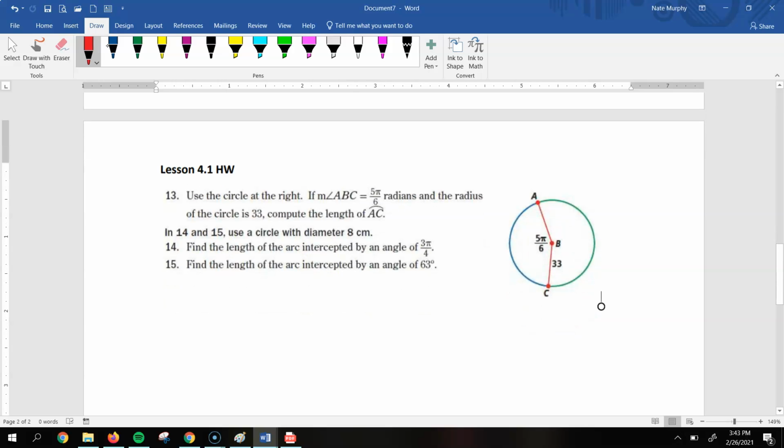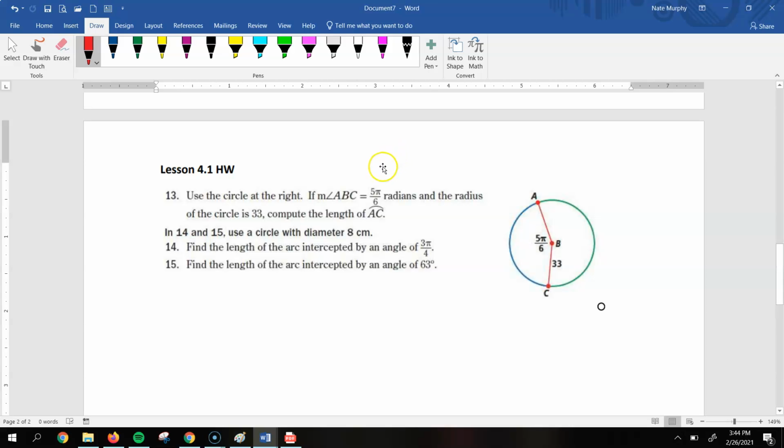All right, so let's look at 41. So this was, or I'm sorry, lesson 4.1. So these were 3 problems that I didn't like any of the problems that were in the review. So I went back to lesson 4.1 and I liked these problems better. And so this is dealing with that arc length formula.